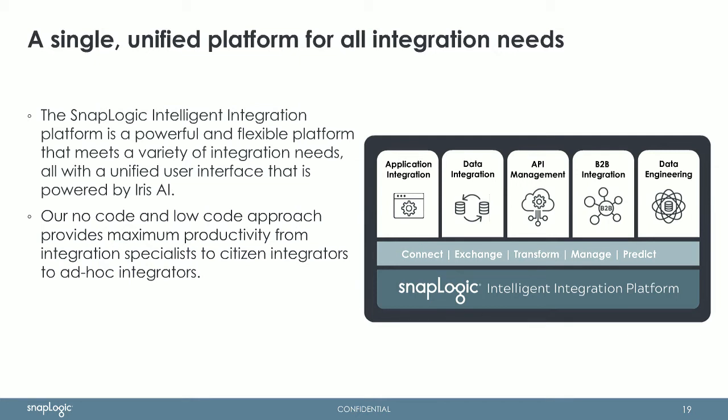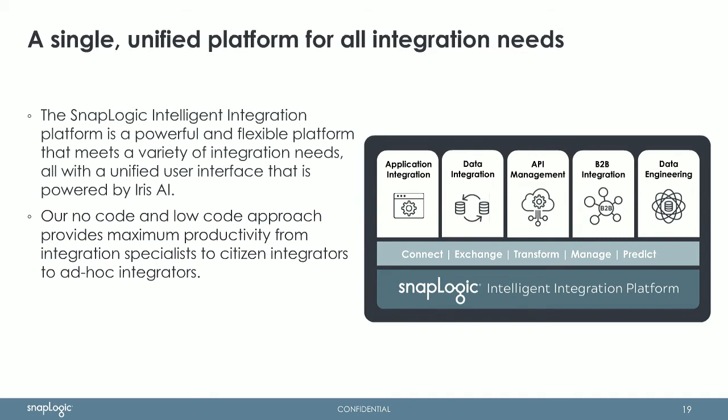So then how do you leverage AI inside the platform? As you are building these integration pipelines, Iris recommends not just the next snap that you can, so a snap is a pre-built connector that you can drag and drop to the canvas and then build your pipeline. So Iris not only recommends the next snap, but also entire pipelines by leveraging intelligence from all the successfully executed pipelines. So this is one of the key differentiating factors that SnapLogic has with respect to our competitors.